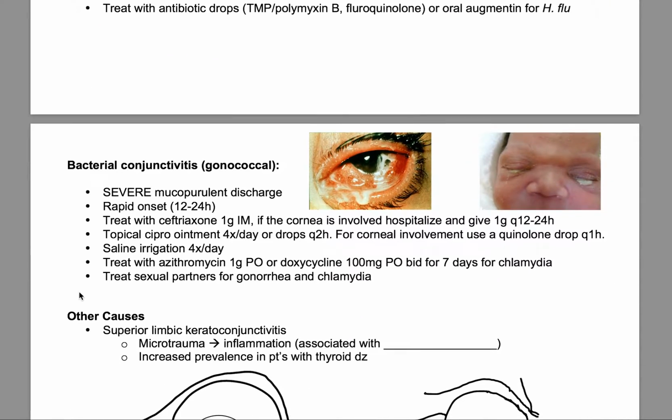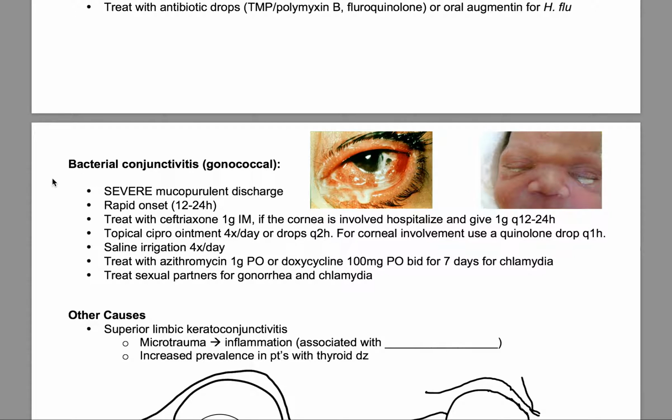Now, there's one type of bacterial conjunctivitis for which you should be especially careful, and that is gonococcal conjunctivitis. If you notice especially severe mucopurulent discharge with rapid onset, you should be suspicious of this type of conjunctivitis. Now, in a sexually active adult, you'll want to treat both them and their partner, and treat them not just with azithro, but also with doxy, and you're going to be co-treating for gonorrhea as well as chlamydia.